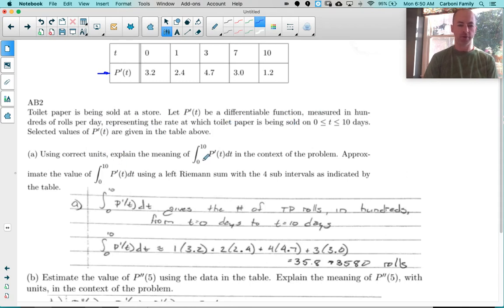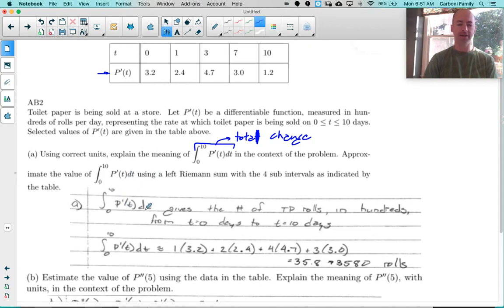Okay, so use correct units to explain this. We are finding the area under the rate, and the area under the rate, or the antiderivative of the derivative, will give you the total change. Total, there's an L, just make it really fat. So the total change. And first, they're not asking you to explain an answer, just the meaning.